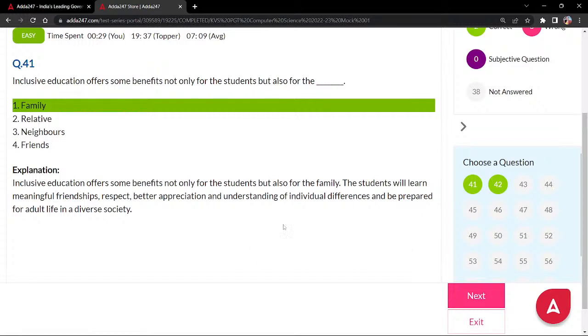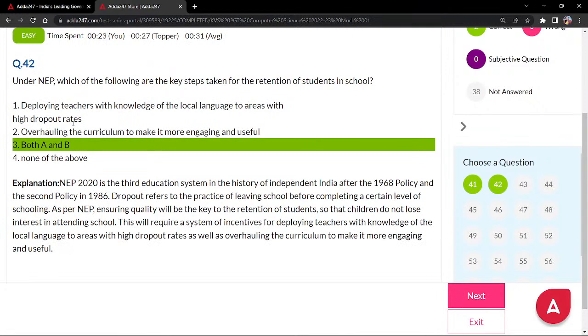After that, we can recognize individual differences and be prepared for adult life in a diverse society. Next, under NEP, which of the following are the key steps taken for the retention of the students in school? Deploying teachers with knowledge, and overhauling the curriculum to make it more engaging.